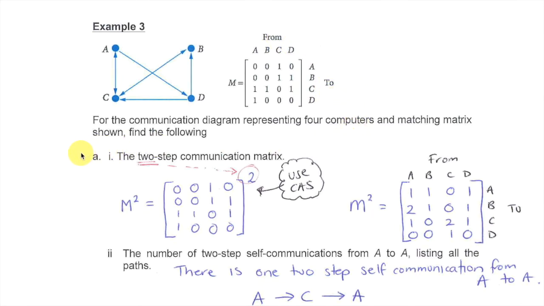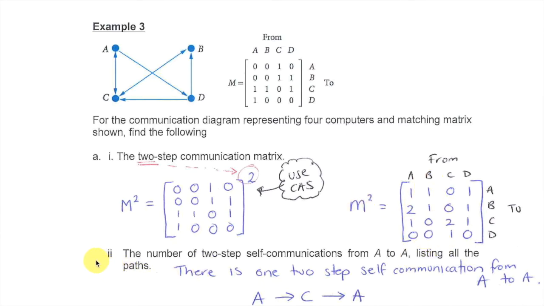In the first part here, what we need to do is show the two-step communication matrix. So what we do using CAS is simply put in that M matrix. We put what's inside those square brackets into our CAS, and we raise it to the power of 2. That's the M matrix raised to the power of 2, and that's the result. This shows all the two-step links from A through to all of the other objects, from B, from C, and from D. You can see it's different from what we originally had with the M matrix. So these are all the two-steppers.